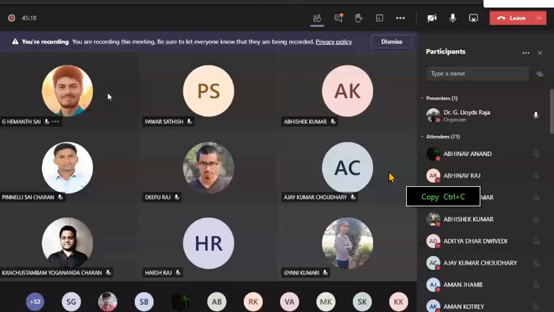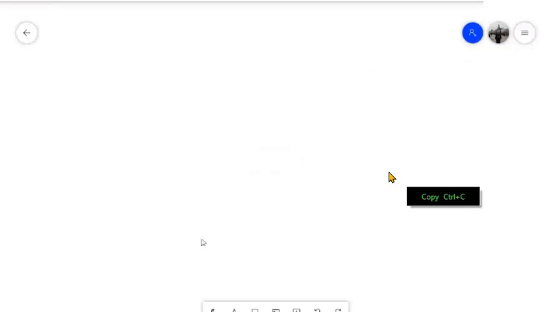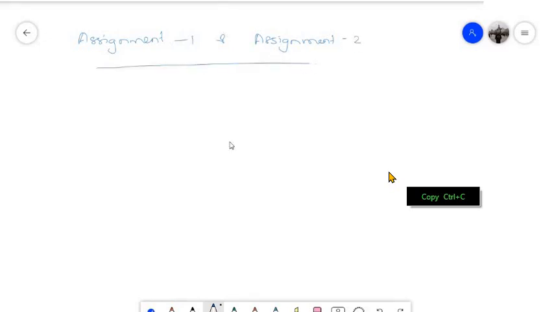Okay, so now I have a very important announcement to make related to your assignment. Rather than adopting a conventional method of me giving you a set of questions and you solving that and scanning it and uploading, I am suggesting a better method for your assignments. So this will be both assignment 1 and assignment 2.